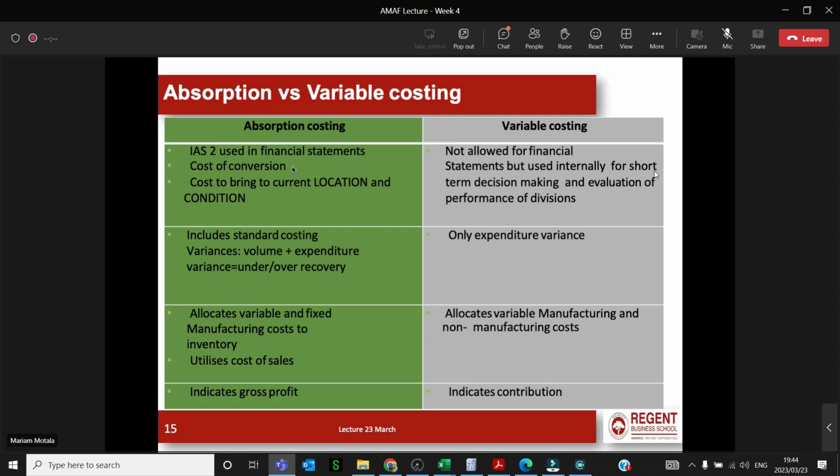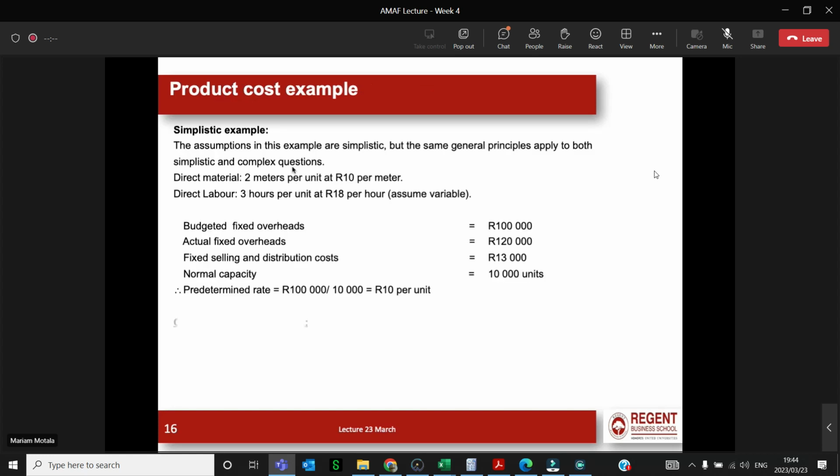We allocate our variable and fixed manufacturing costs to inventory, meaning the cost of our product, and we'll indicate gross profit. Under variable costing, it's for management decision-making mainly, and it is very, very important to us in math that we understand this for purposes of not only the production of a variable costing statement, but for looking at the principles of relevant costing when we look at it from the perspective of transfer pricing, as well as when we compute some variances. There are some variances that won't be applicable if we are dealing with variable costing, for example, fixed manufacturing overhead volume variance. We will not compute under a variable costing system. So it's important that you recognize these differences.